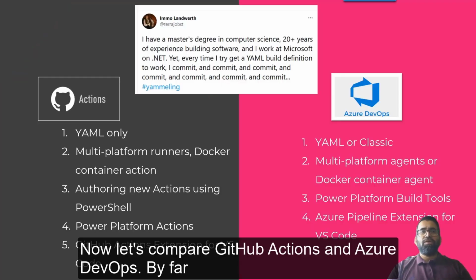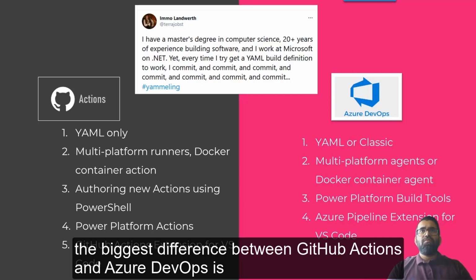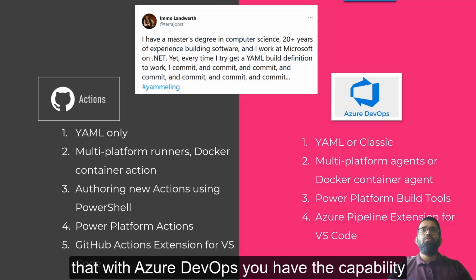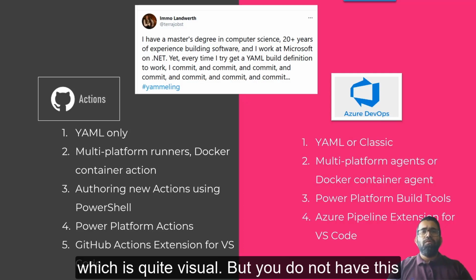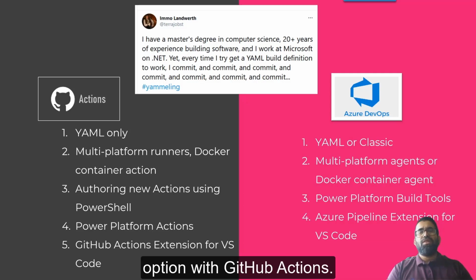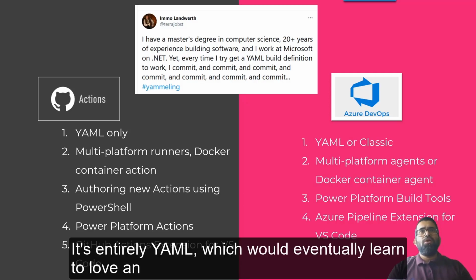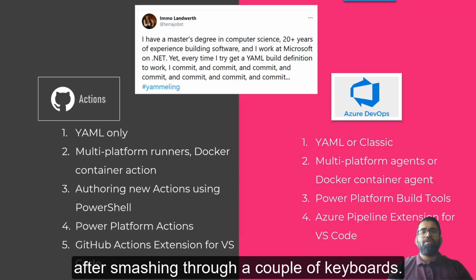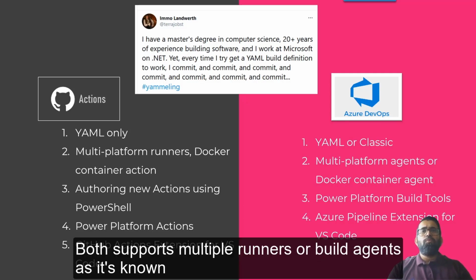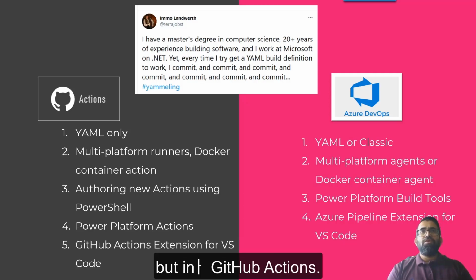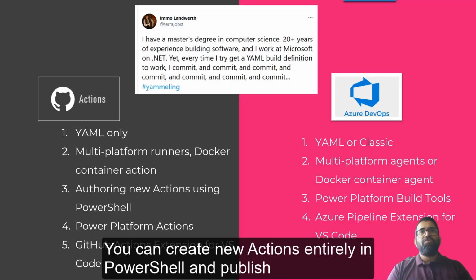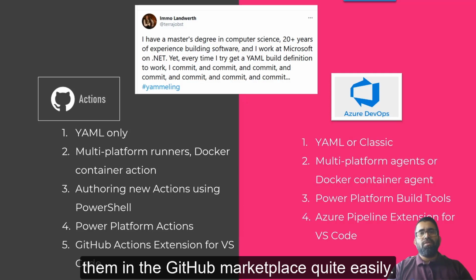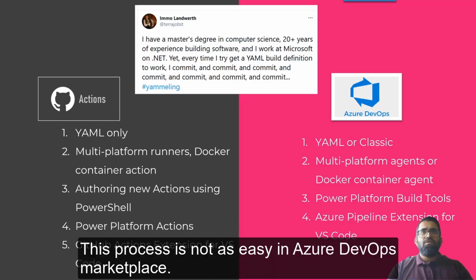Now let's compare GitHub Actions and Azure DevOps. By far the biggest difference is that with Azure DevOps, you have the capability to author your pipeline in classic mode, which is quite visual, but you do not have this option with GitHub Actions. It's entirely YAML, which you'd eventually learn to love after smashing through a couple of keyboards. Both support multiple runners, or build agents as it's known in Azure DevOps. But with GitHub Actions, you can create new actions entirely in PowerShell and publish them in the GitHub Marketplace quite easily. This process is not as easy in the Azure DevOps Marketplace.